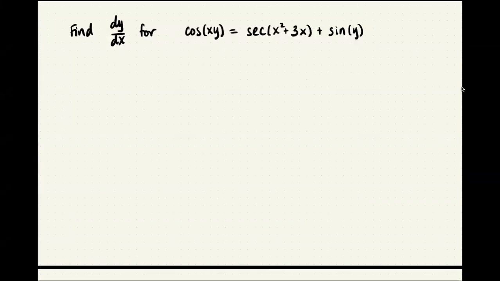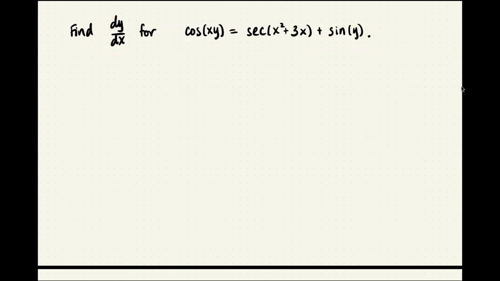Okay, we're going to do a quick example of implicit differentiation. In this problem, we want to find dy/dx, and we're given an expression that involves x, and y is involved implicitly.